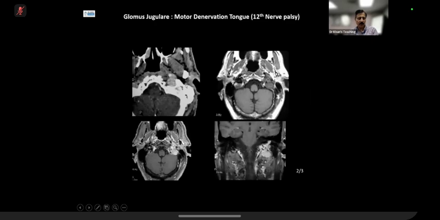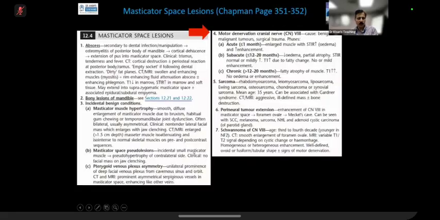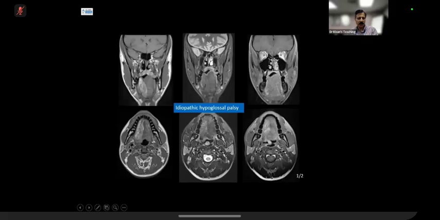And in this particular case, there was a glomus jugulotympanicum, which was causing this. So this was a revision. And this is sometimes what happens.